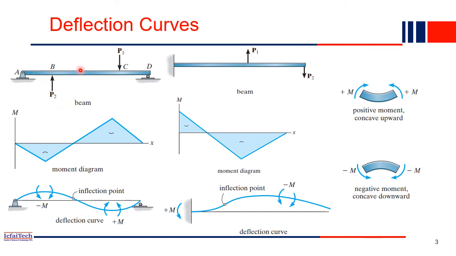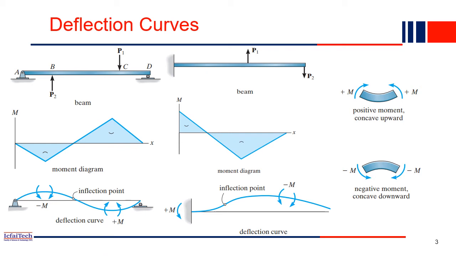Let's see. So this is a beam. This is a simply supported beam, right? Simply supported means this end is a hinge support, whereas this end is a roller support. And two forces are acting on this beam. One force is P1 acting downward, whereas you have another force P2 acting upward. So after application of this load, can anyone tell me what will be the deflected shape?